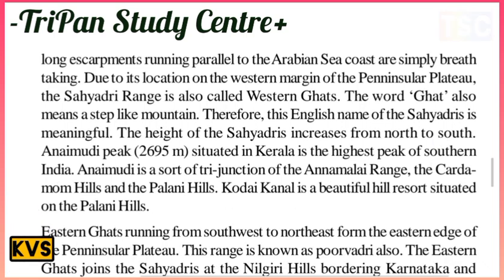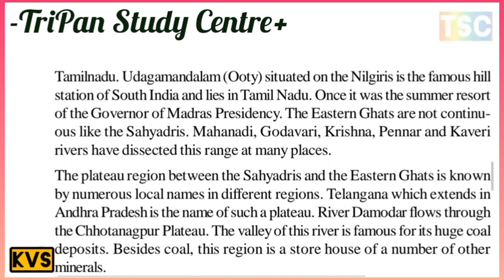The Eastern Ghats run from the south-west to the north-east along the eastern edge of the peninsular plateau, and this range is also known as Purvachal. The Eastern Ghats join the Sahyadris in the Nilgiri Hills, bordering Karnataka and Tamil Nadu. Karnataka and Tamil Nadu are important states here.